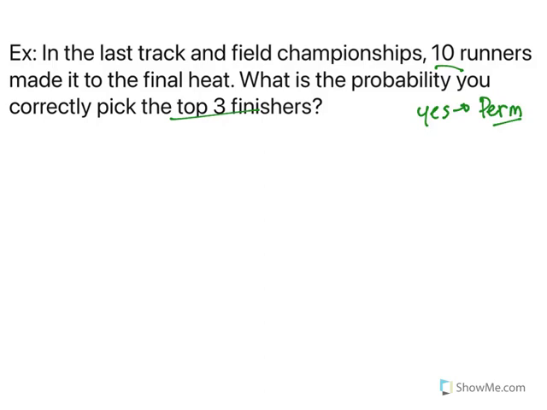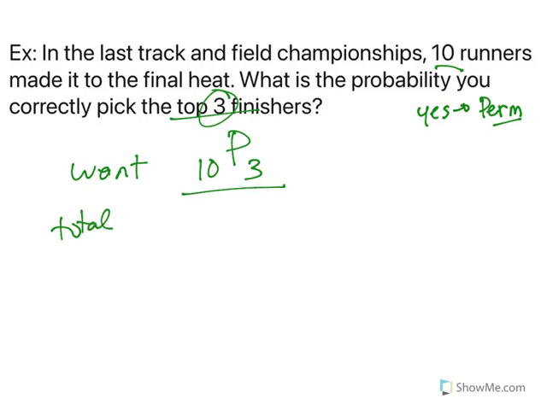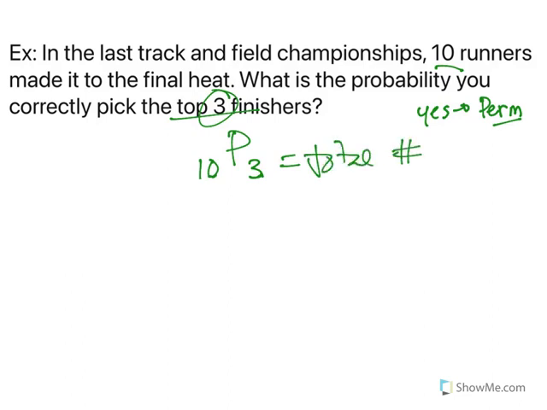Okay, so we've got to think about this. I want a permutation, and I care about the top 3. So what I want to know is 10P3. Now, on the bottom, these are the total possibilities. Well, the total possibilities is 10 factorial, because this is everybody. So what we want is 10P3. This gives us the total number of top 3 finishers. If I know 10P3, this is how many top 3 finishers there are going to be.